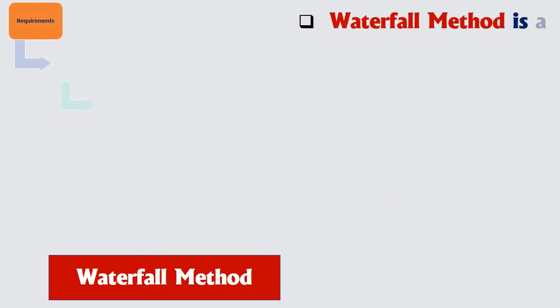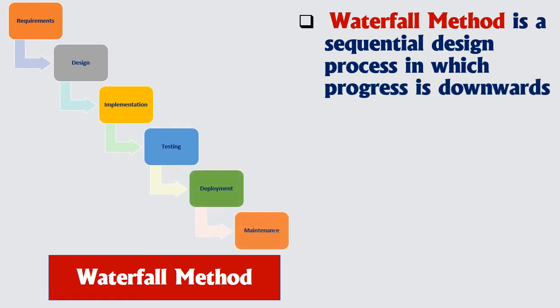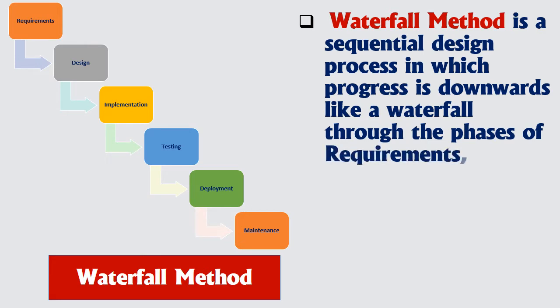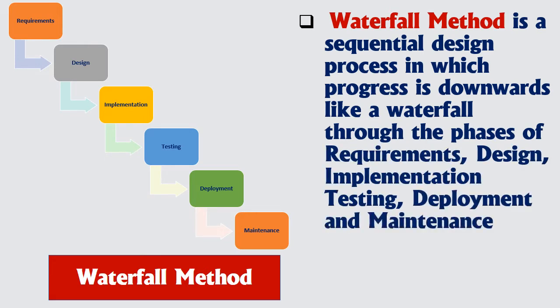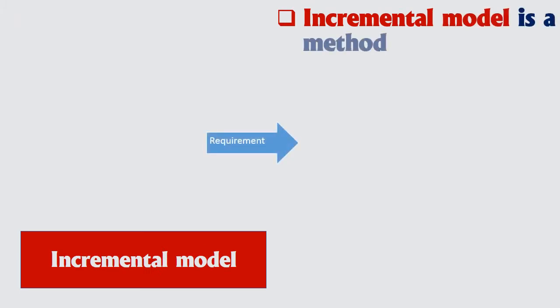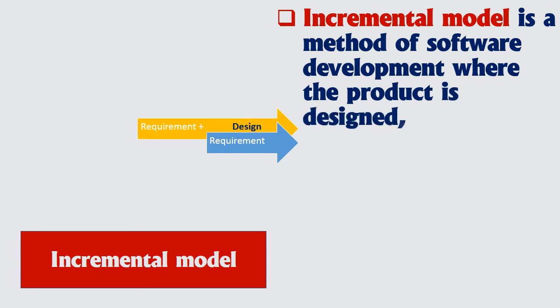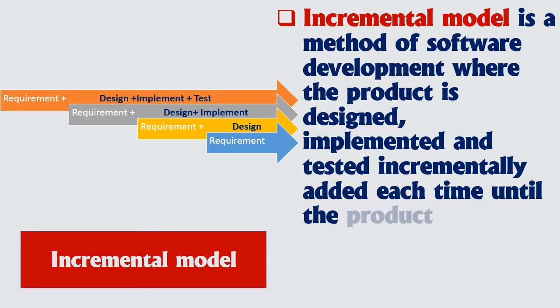Waterfall method is a sequential design process in which progress is downwards, like a waterfall, through the phases of requirements, design, implementation, testing, deployment, and maintenance. Incremental model is a method of software development where the product is designed, implemented, and tested incrementally, added to each time until the product is finished.